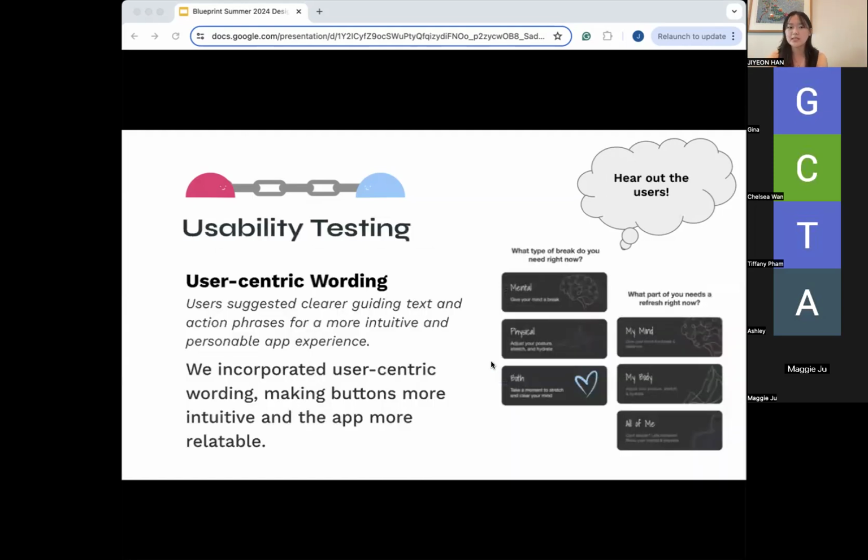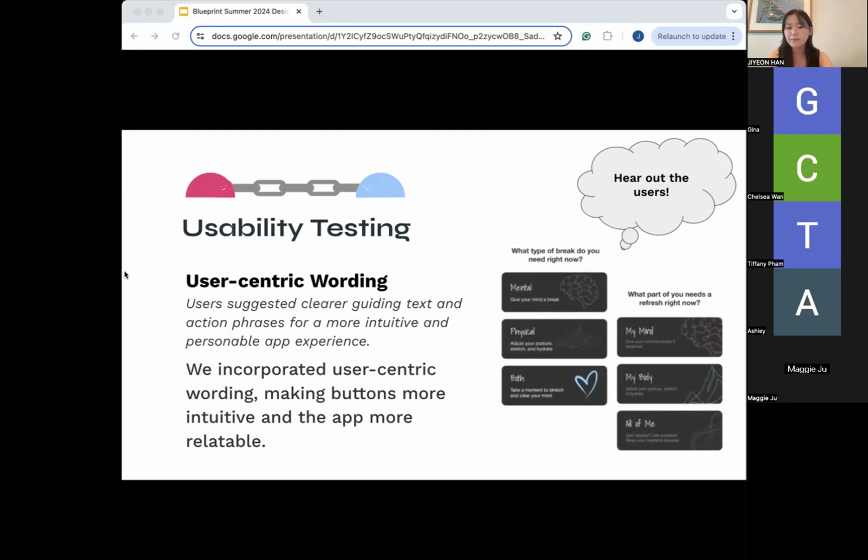And usability testing. This happens after a certain phase, where your mid-fis are done and you're in your hi-fi stages. During our usability testing for RightGirl's app, some of the key insights we gained was the need for user-centric wording. Testers consistently suggested clearer guiding text and action phrases to make the app experience more intuitive and personable. Based on this feedback, we incorporated user-centric wording throughout the app, refining buttons and cards. Our goal was to make the app feel more relatable and easy to navigate.